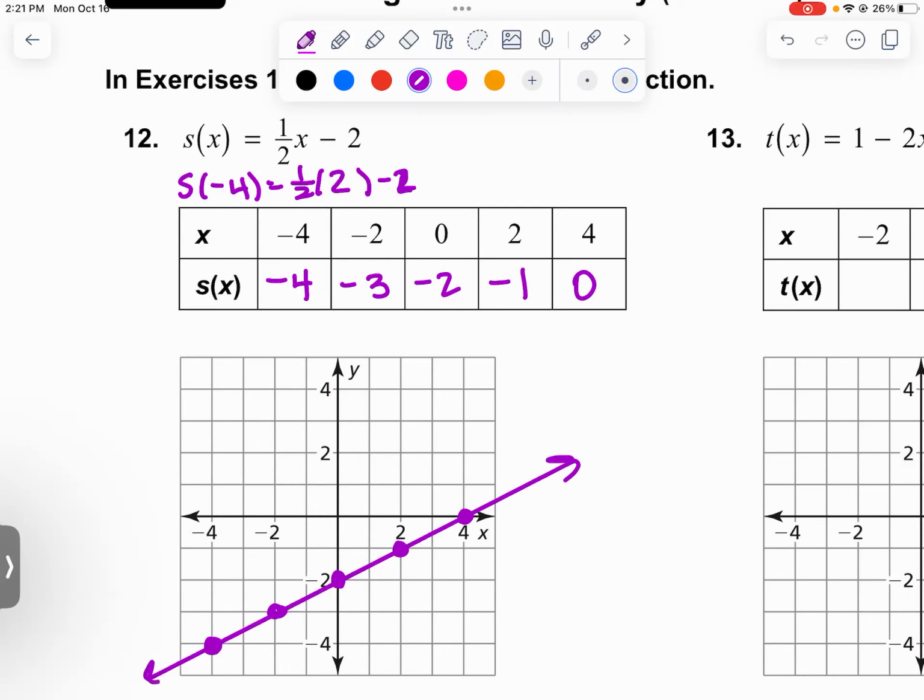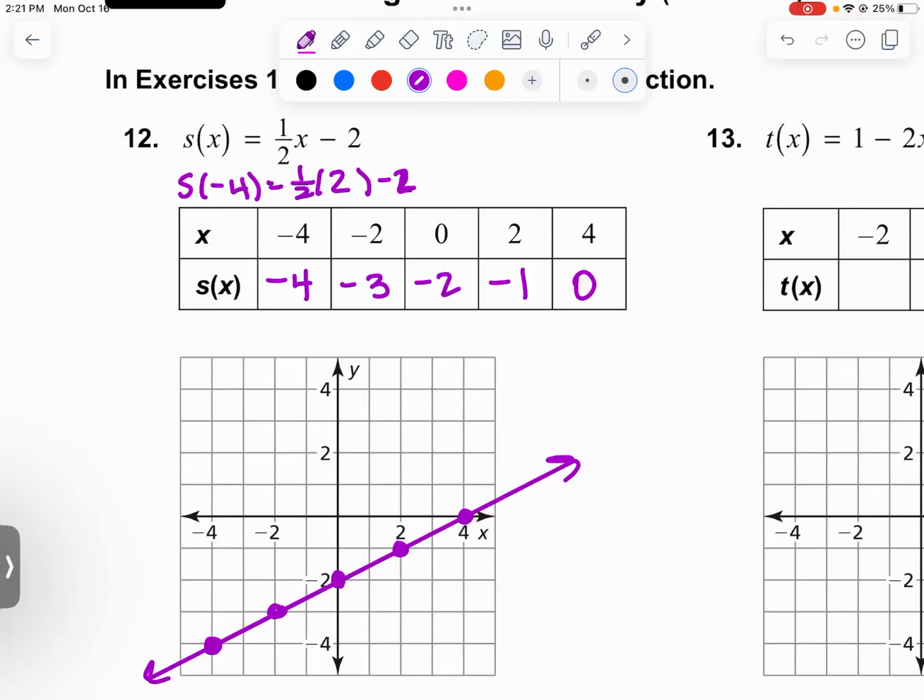Will this be considered a function? Yes, this will be. Specifically, what kind of function? Yep. Linear. Continuous linear function. It's all real numbers, right, too?